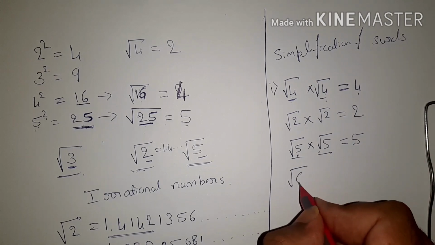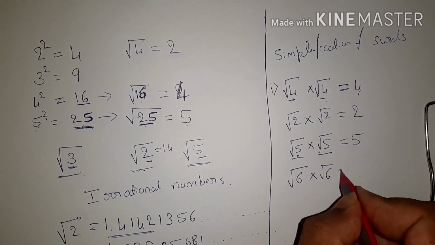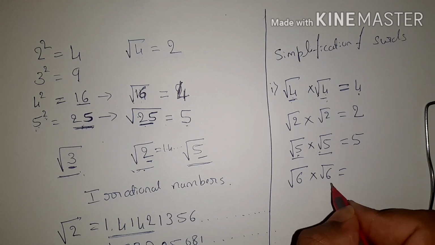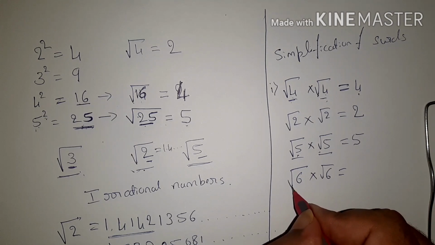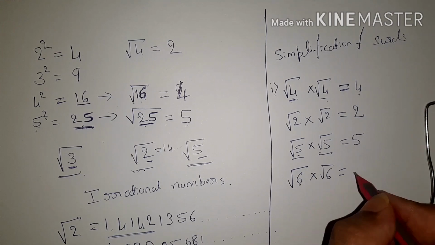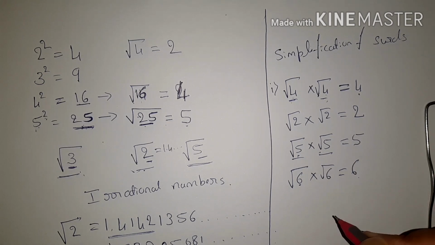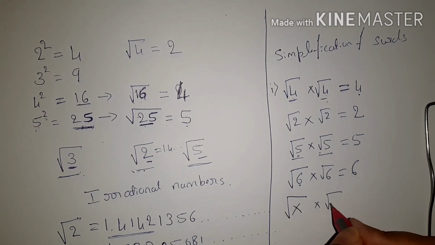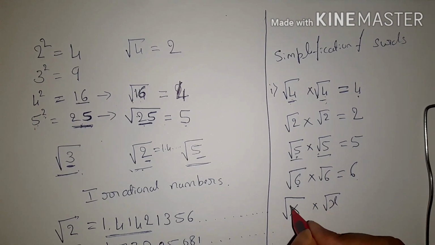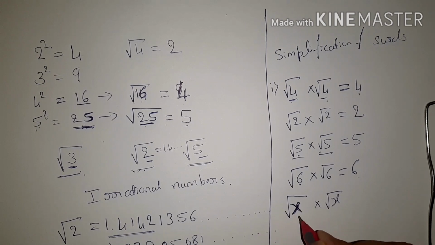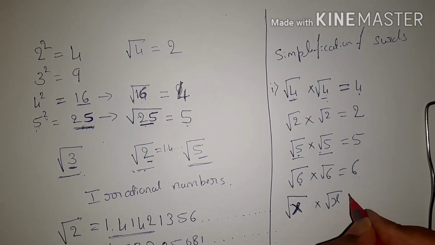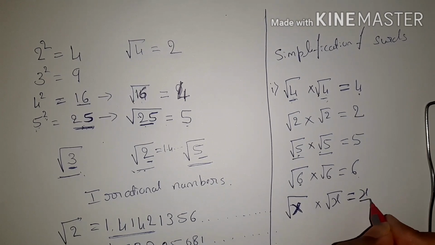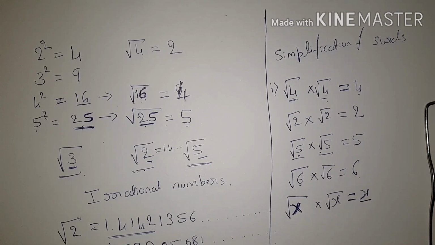Now again, square root of 6 into square root of 6 is not 36. Do remember, remove the square root and write the inside number only once. Now, what is the general term? How can we write it? Square root of x into square root of x is what? Only x. Do remember this very carefully.